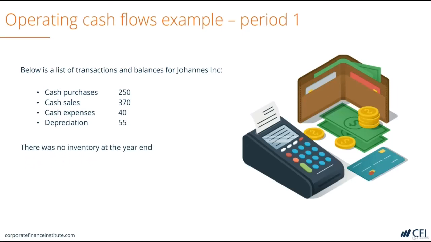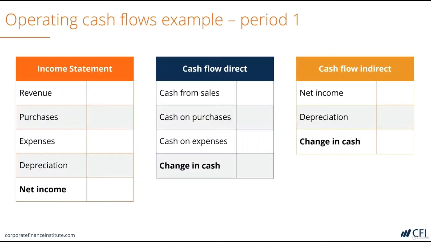If you'd like to test yourself as we go, please download the Excel template called Johannes Periods 1 to 3 template. You should try completing period 1 before moving on to the next period. Let's work through each transaction individually. Johannes had cash purchases of $250, which we record on the income statement as an expense. This could also be referred to as cost of goods sold on the income statement. Then we record on the direct cash flow statement method cash purchases of $250.